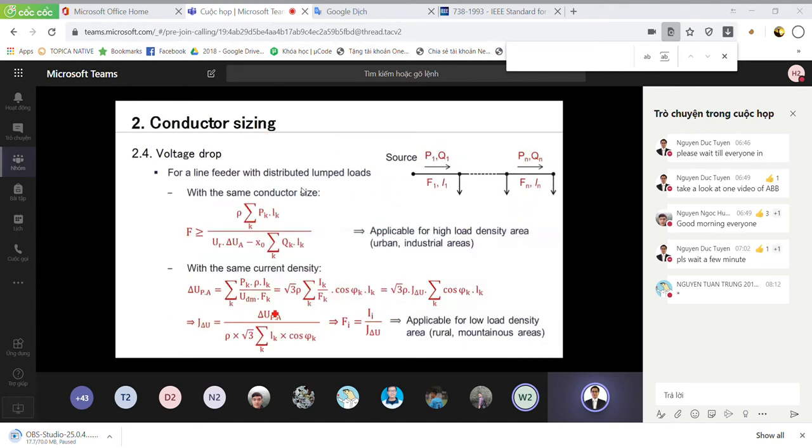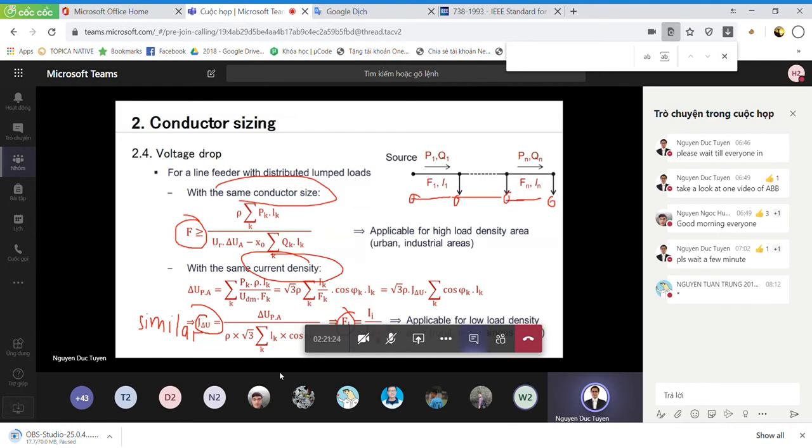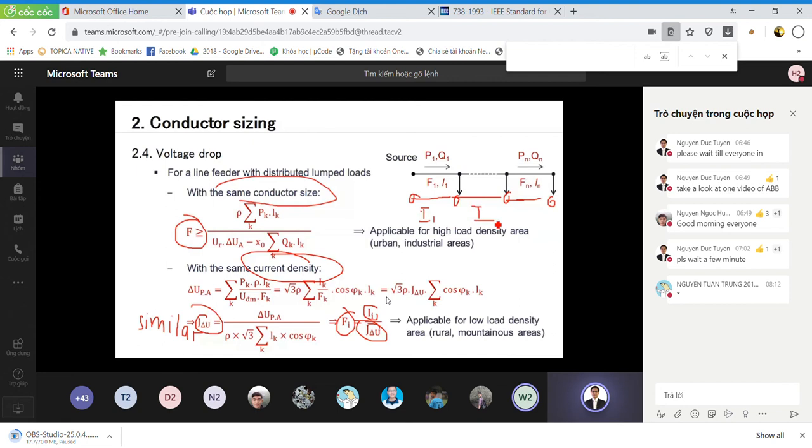Regarding the voltage drop, we also consider the case where we have the same current density, and we need to find the sizing of the conductor based on this one, because we consider the current density to be similar. In the case the current density is similar but the size of the conductor is different, each point has a different size. So we just make a calculation from the current flow in each part, and you can find out the size of each section of the line.